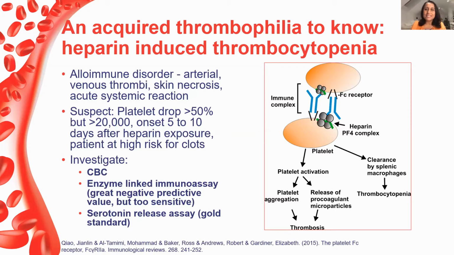Just do a CBC in patients with blood clots, especially if they have a history of recent heparin exposure. The definitive test is a serotonin release assay, which is hard to get, but the CBC, which is the easy thing to get, is the way that you actually recognize that HIT could be a possibility.